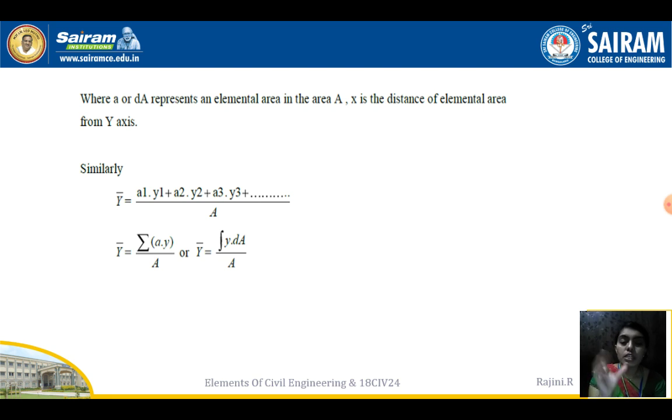So if you are taking any figure, we have a formula to find x bar and we have a formula to find y bar. X bar is the summation of Ax divided by A. Y bar means the summation of Ay divided by A. So in this way we can calculate the problems.